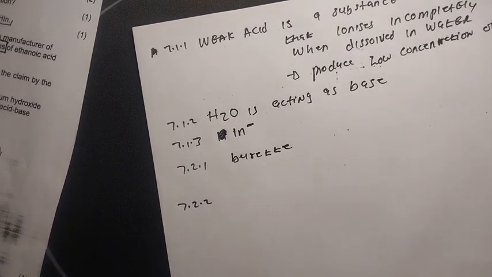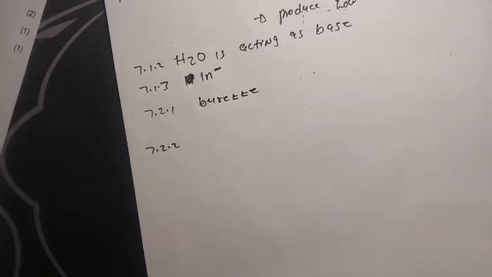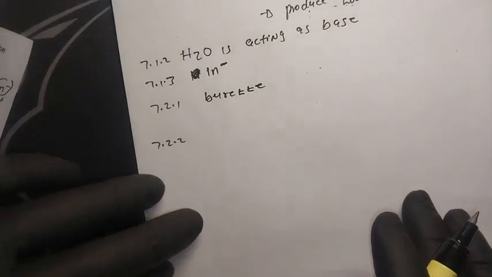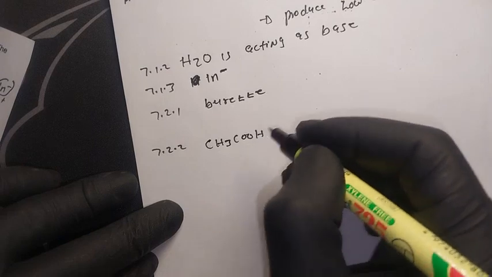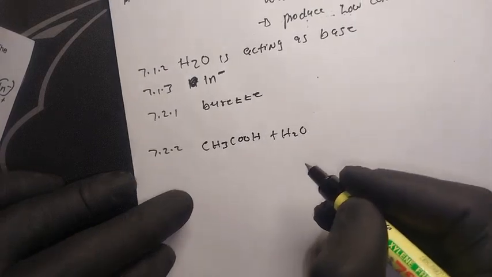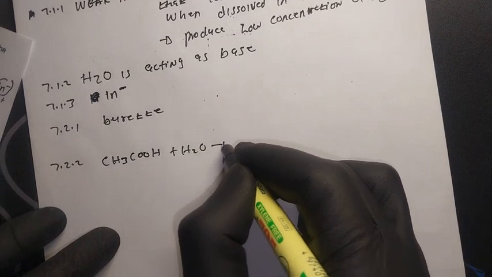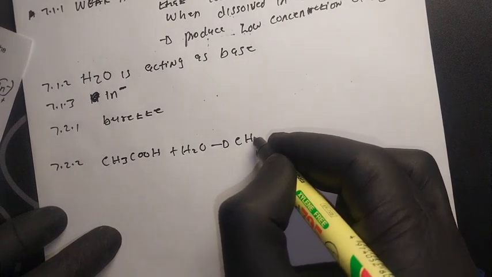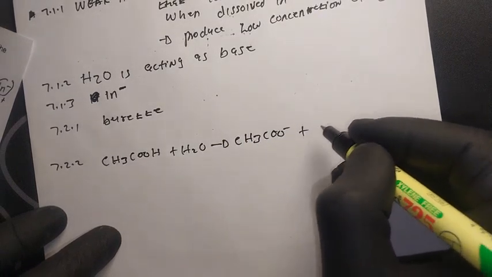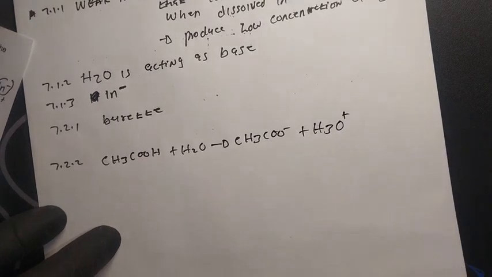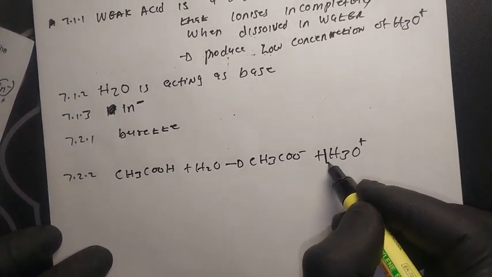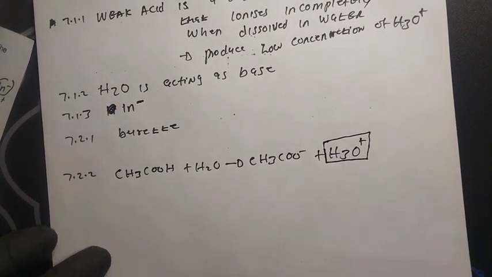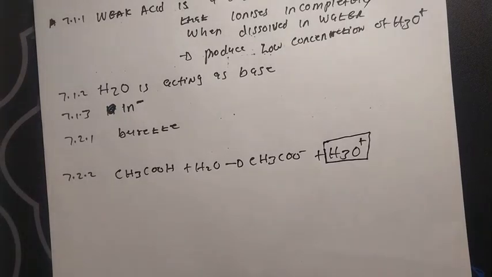So the first thing you need to know, I'm going to answer this 7.2. When you add the acid, you are actually increasing what? The hydronium ions. Let me write this down. CH3COOH plus H2O. You're going to find that the product is going to be CH3COO minus plus your H3O plus. So when you add the acid, you are increasing the concentration of hydronium ion. I hope that is clear.